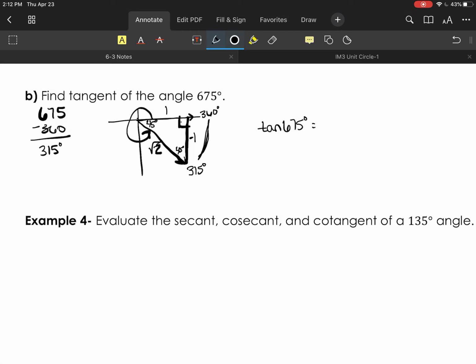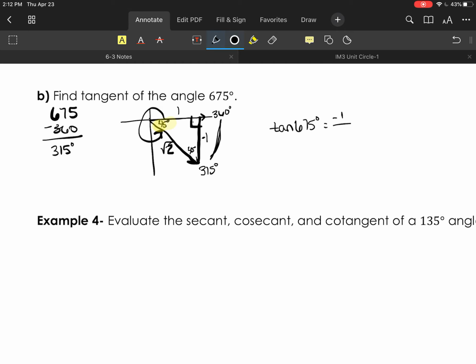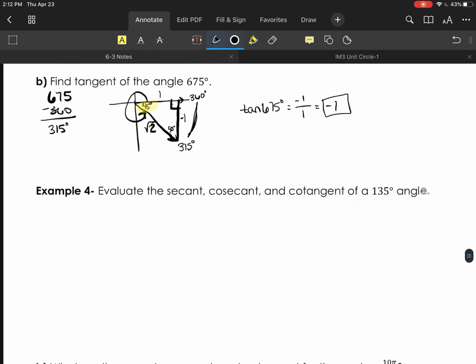So to find the tangent of 675 degrees, again, I look at that inner angle, that 45 degree angle, and I do opposite over adjacent. My opposite side would be -1. My adjacent side would be 1. -1 over 1 is just -1. So there's my answer.